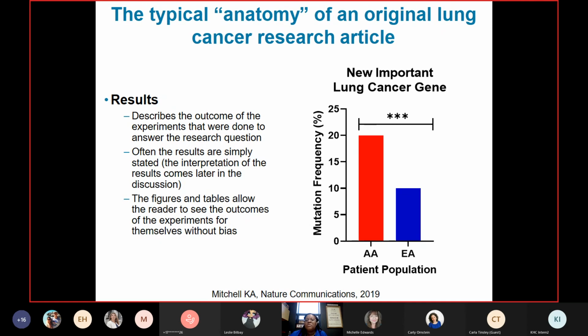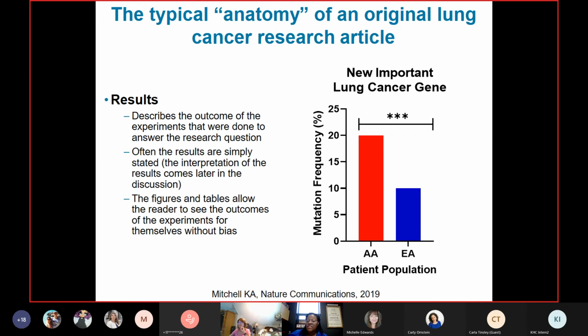And we see that this is some new important lung cancer gene. And we're looking at two patient populations: African Americans on the left in red and European Americans on the right in blue. And we're looking at the mutation frequency of this gene. So we would think that the higher the mutation frequency, perhaps more of those patients will respond to a particular targeted drug therapy that focuses on cells with the mutation.